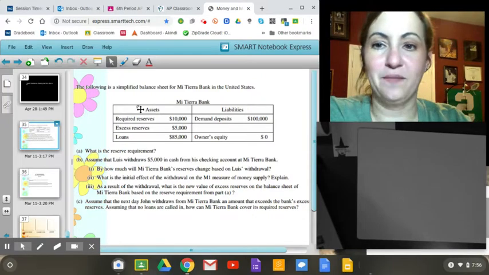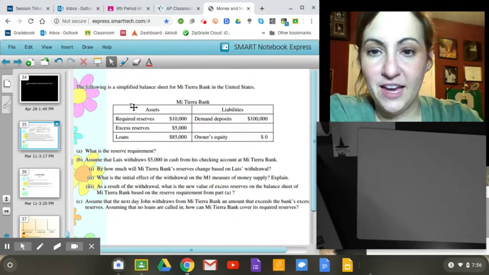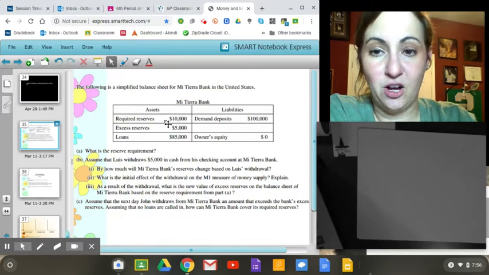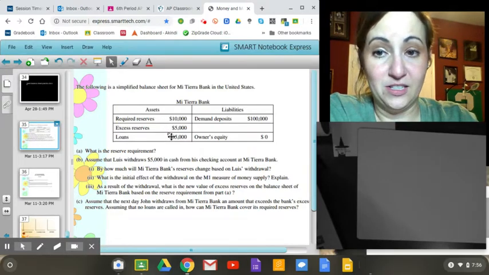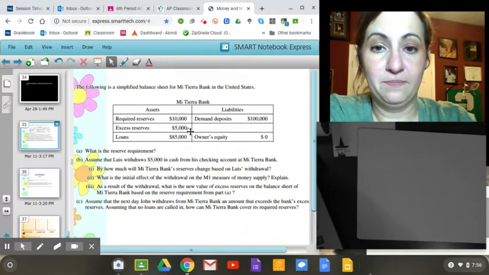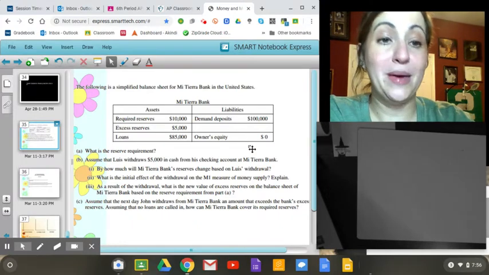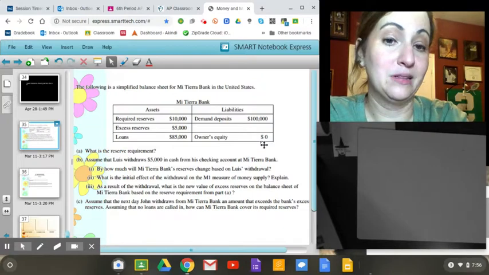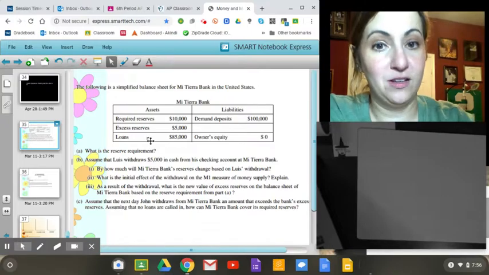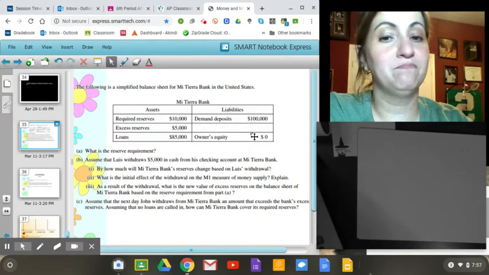So here it is. Okay. The following is a simplified balance sheet for Multiplier Bank of the United States. Here we have assets and liabilities. We have $10,000 in required reserves, $5,000 in excess reserves, and $85,000 in loans. Demand deposits are $100,000, and the equity is 0, meaning both sides balance out. You could do some math and figure out 85 plus 5 plus 10 is 100,000, and you have 100,000 on this side. So that's just saying these two sides balance out, and there's nothing else that we need to have on here.